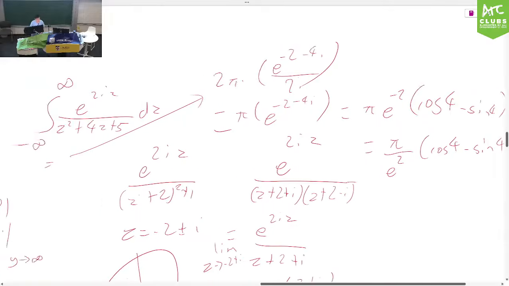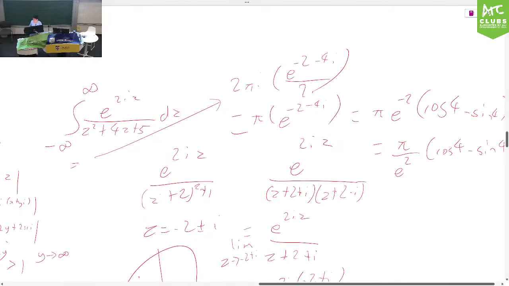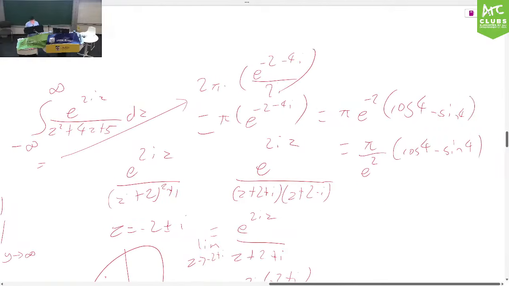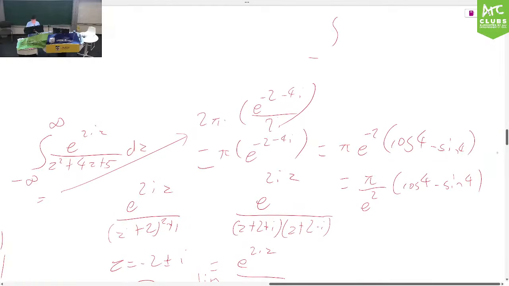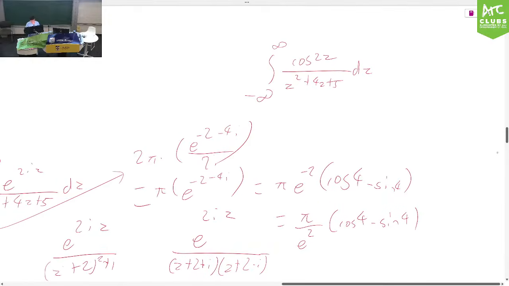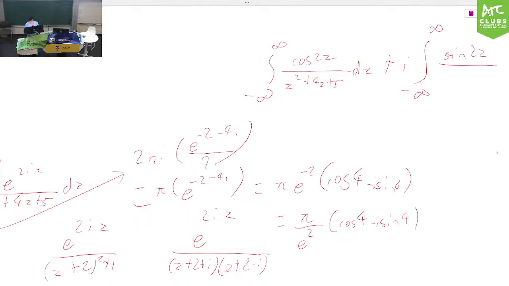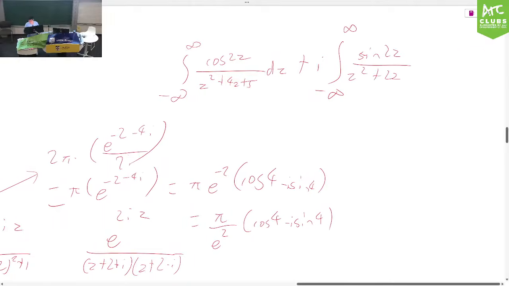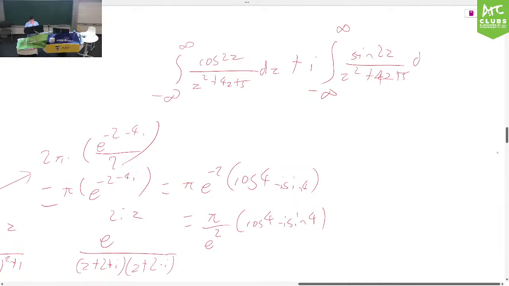Now finally, what we can do is just equate the real and imaginary parts. So the real part of the left side was equal to the integral of cosine of 2z over z squared plus 4z plus 5, and then plus i, oh sorry, I forgot an i in all of these, the integral from minus infinity of sine of 2z over z squared plus 4z plus 5, dz.